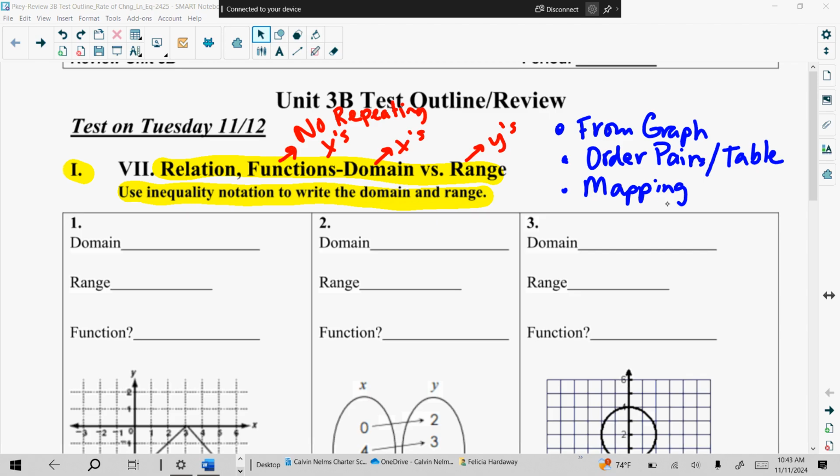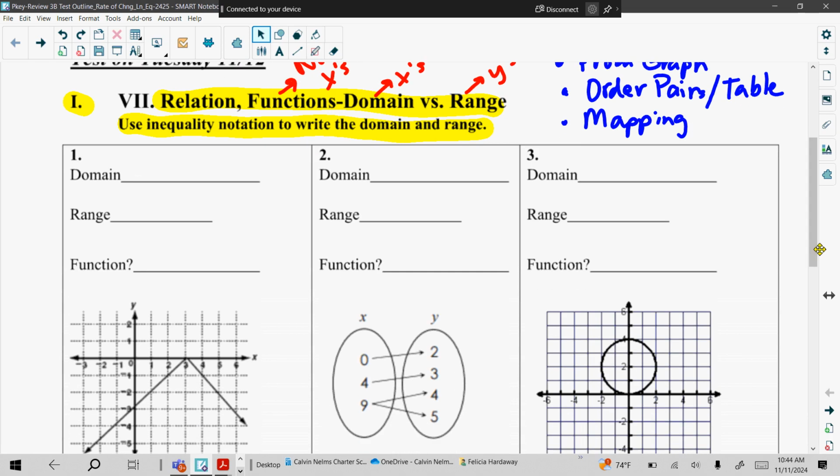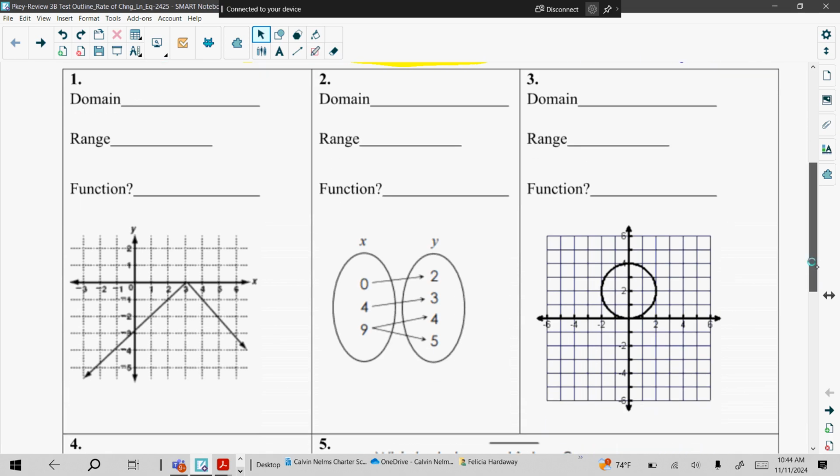You're going to have to determine those three things, meaning will it be a relation, will the relationship be a function, and then the parts to the function are the domain and range. Domain is your x values, and the range is the y values. So number one is example from a graph. Okay, so if you're given a graph, then you have to scan the graph for domain.